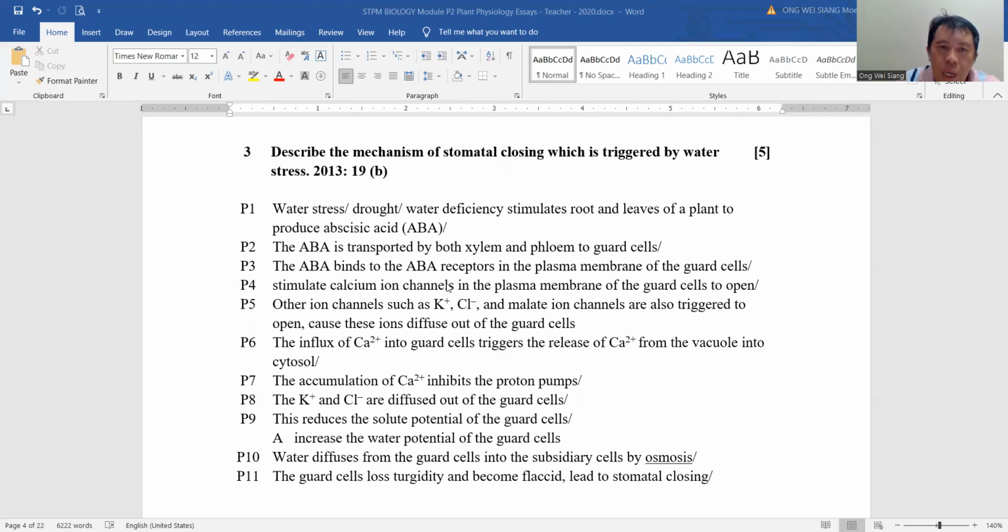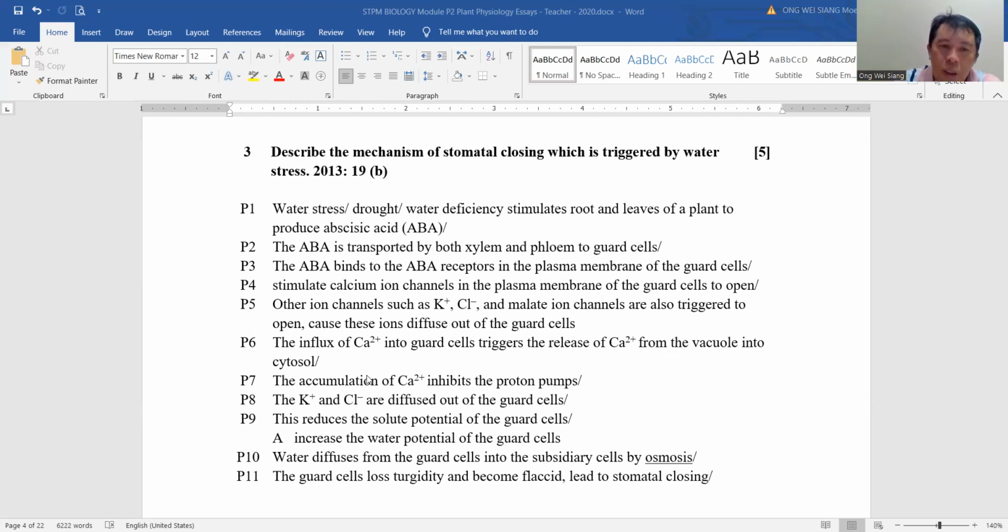So when the calcium ion channels are open, the influx of calcium ions into the guard cells triggers the release of calcium ions from the vacuole into the cytosol. So there are two ways. One is from the outside, the calcium ions influx into the cytoplasm of the guard cell. Then this will stimulate the vacuole to release calcium ions as well into the cytoplasm or cytosol, through the calcium ion channel as well.